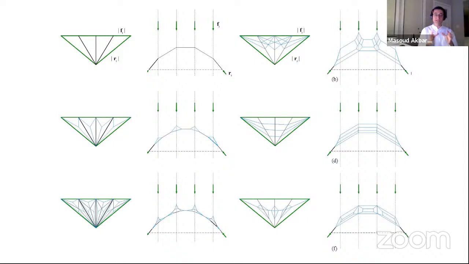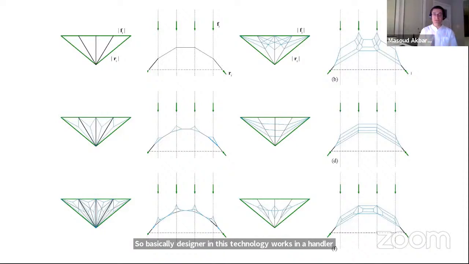So basically, the designer in this methodology works in a parallel design domain. Well, not literally, I would say it can be parallel or perpendicular, but this means that you're not directly working on a form, but rather you're working with the force distribution and the geometry of the force equilibrium in your design domain.